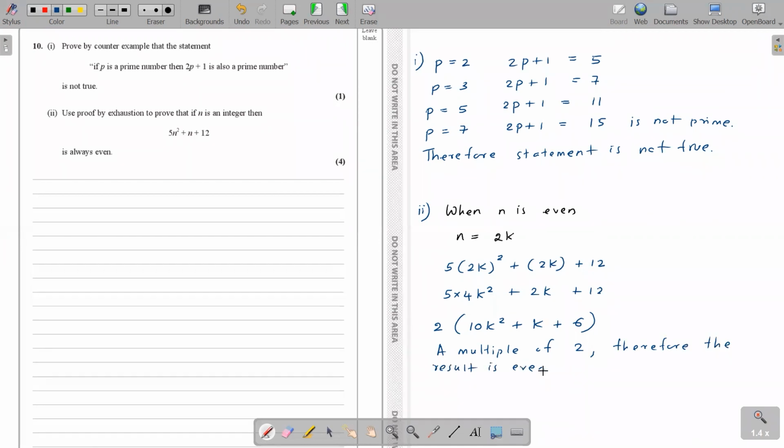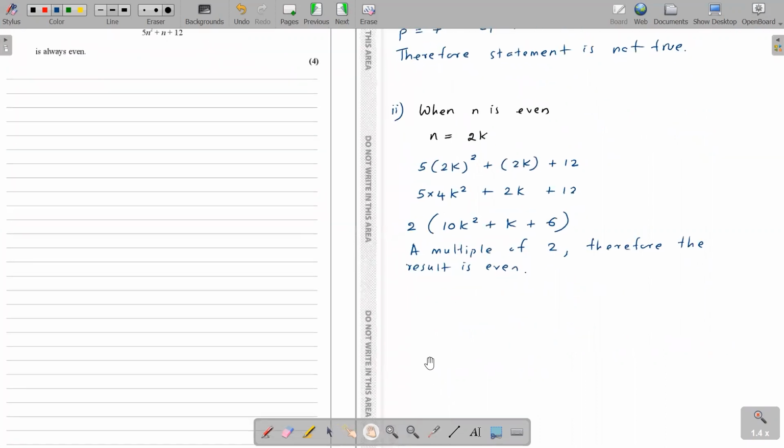Are we done yet? Because we have to prove for all the integers. All the integers doesn't mean only the even integers. We have to also do this for the odd integers, when n is odd. So what is the format we use for odd integers? n equals 2k plus 1, isn't it? That's the format we use for odd. Even is 2k, odd is 2k plus 1, or 2k minus 1 is also okay. So basically we go with 2k plus 1.